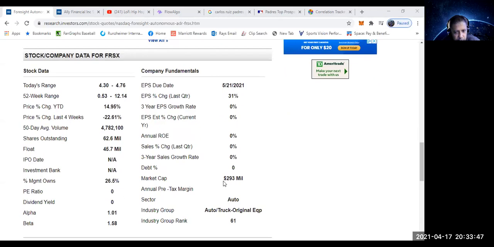Market cap, it's a baby market cap, so it's a micro cap. But the good thing about a micro cap is you can double or triple it a lot easier than I can double or triple a $1 billion company. This is 293 million, you can flip that with three good rolls at the bat. That's how I'm looking at it.